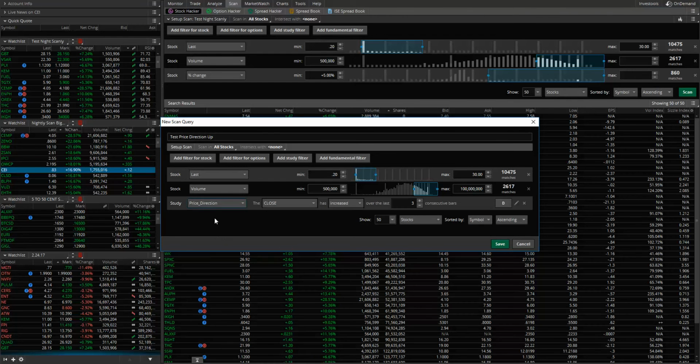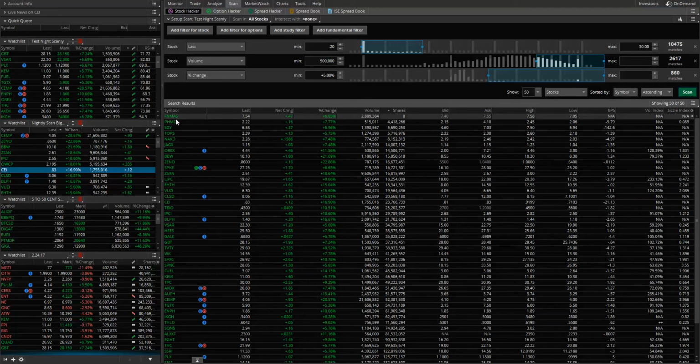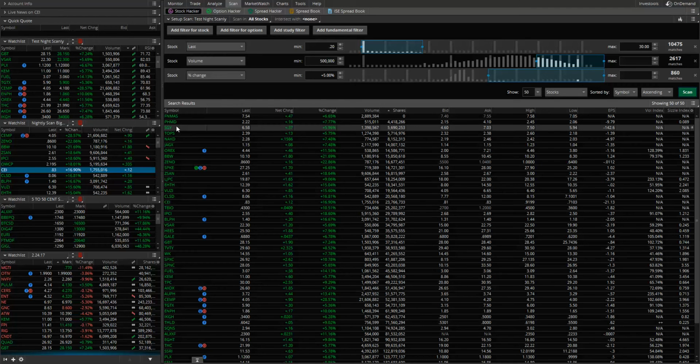Then you can say the price direction is the close has increased over the last 2 consecutive bars on the 1 minute candle, and then you hit save. What that does is show you all the stocks, and this is really powerful at the open, where the candle has closed green on the last 2 minutes, with a minimum of 500,000 shares.